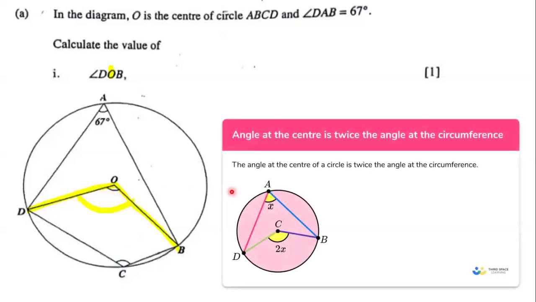In order to do this, we're going to use a theorem, and the theorem says that the angle at the center of a circle is twice the angle at the circumference. So if the size of the angle at the circumference is x, then the size of the angle at the center is going to be 2 times x. In a similar manner, the angle at the circumference is 67 degrees, so the angle at the center is 2 times 67 degrees, which gives us 134. So the size of this angle is 134 degrees based on this theorem.